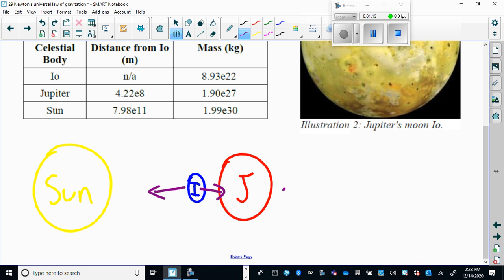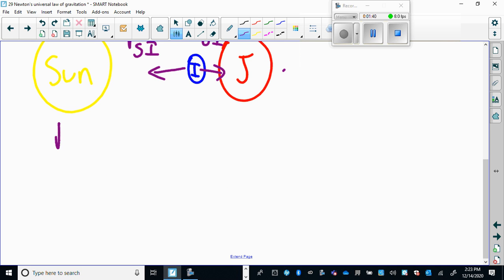And we want to find the net force. So we have two forces acting on Io in opposite directions. One's positive, one's negative. And all we need to do really is find the force between the sun and Io, find the force between Jupiter and Io, and then add them as vectors. So it's pretty straightforward. You just got to be careful with the big numbers and the exponents and putting things into your calculator. Let's do the force of the sun and Io.